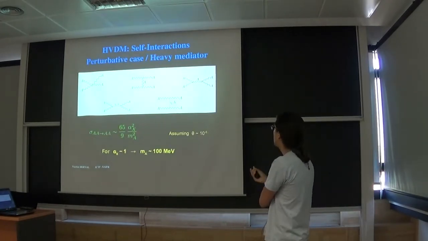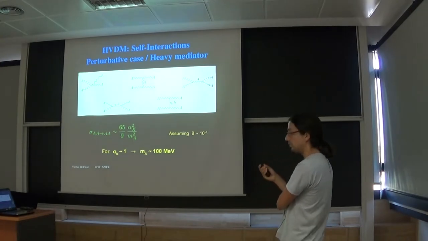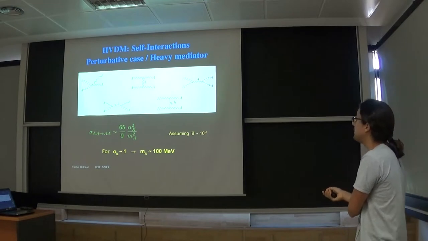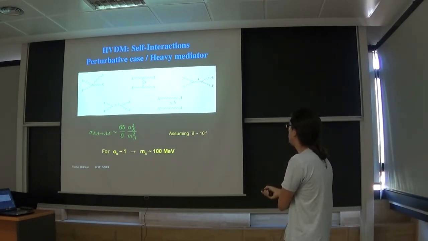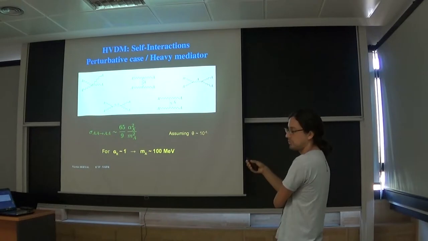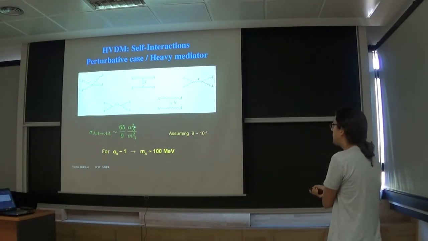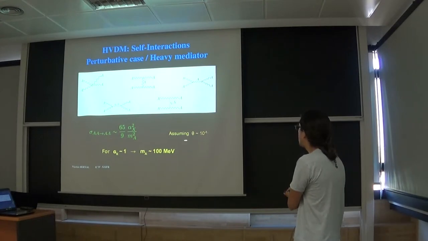So in the case where the mediator is heavy, and when I say mediator, I'm thinking about the scalar mediator, when this guy is heavy, we can just compute this cross-section by brute force. And this cross-section is something like this. The scale, of course, of the coupling, since alpha is just g squared, so alpha squared over the mass squared. And I'm taking this coupling to be very small.